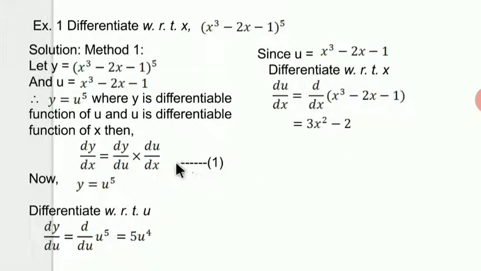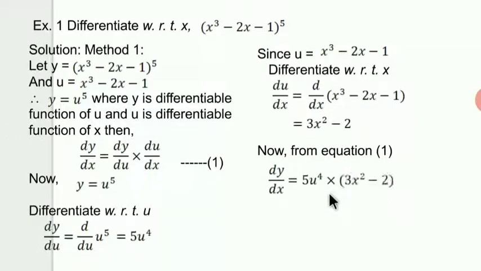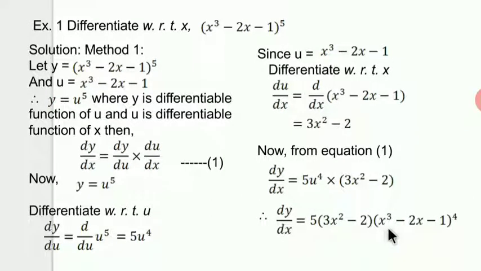Substituting these two values in relation 1, we get dy by dx is equal to 5 u raised to 4 multiplied by 3x square minus 2. Substituting the value of u, we get the required derivative, dy by dx is equal to 5 into 3x square minus 2 multiplied by (x cube minus 2x minus 1) bracket raised to 4. This is the derivative of the given function by the first method.